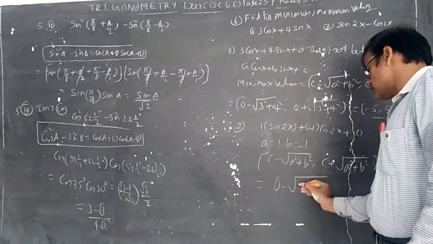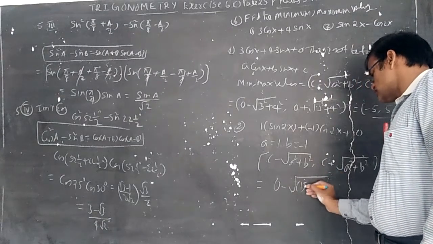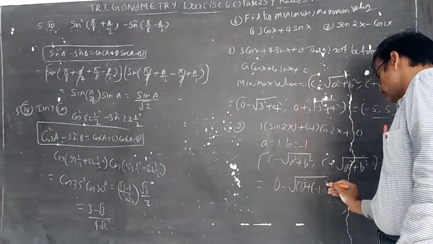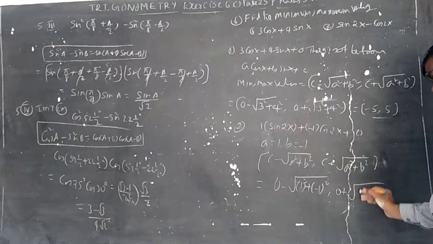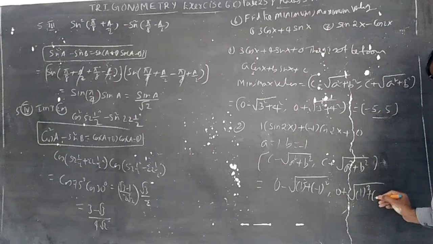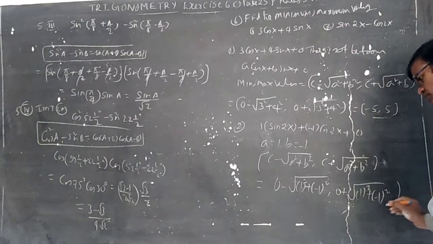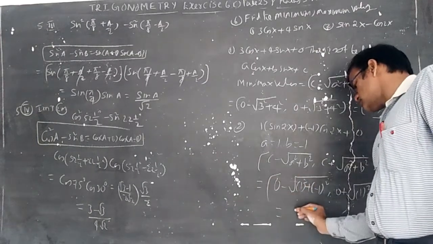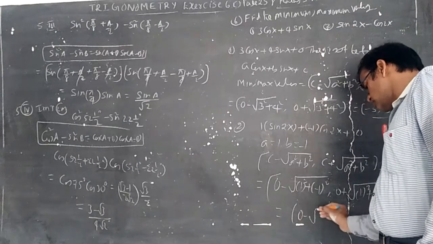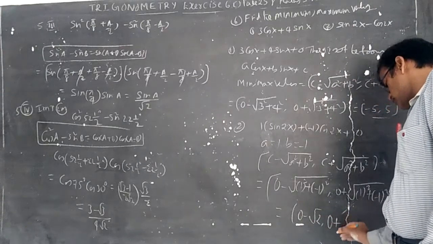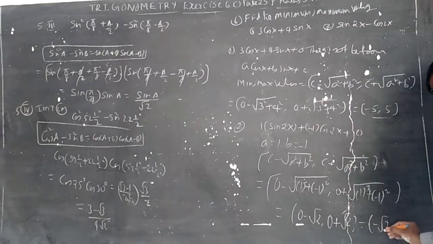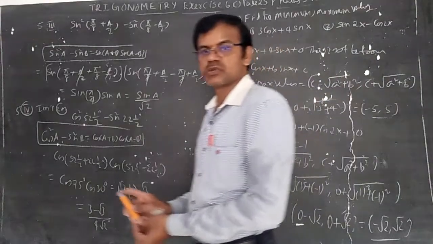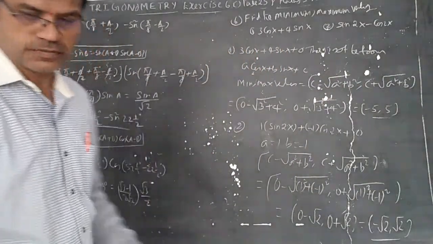So 0 minus root of 1 square plus minus 1 whole square comma 0 plus root of 1 square plus minus 1 whole square. So that is equal to 0 minus root 2 comma 0 plus root 2. You can write the range is minus root 2 comma root 2. That's all. Minus root 2 comma root 2 is the range.